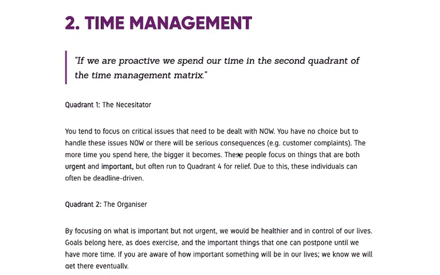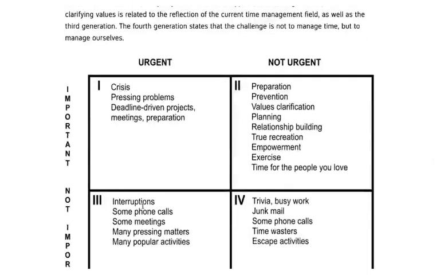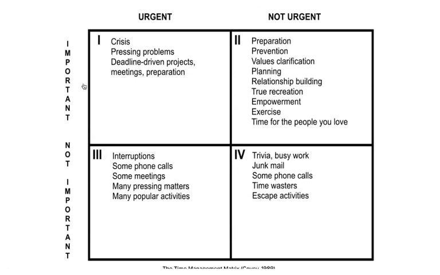If we are proactive and spend our time in the second quadrant of the time management matrix. So that's saying, where do you want to be? You want to be in quadrant number 2. So let's look at the nice visual representation here. We see things that are important, things that are not so important, things that are urgent, and things that are not urgent. So when we focus on things that are urgent and important, these fit in quadrant number 1.